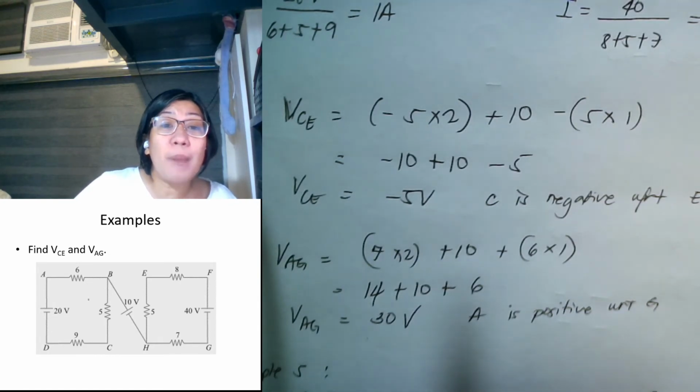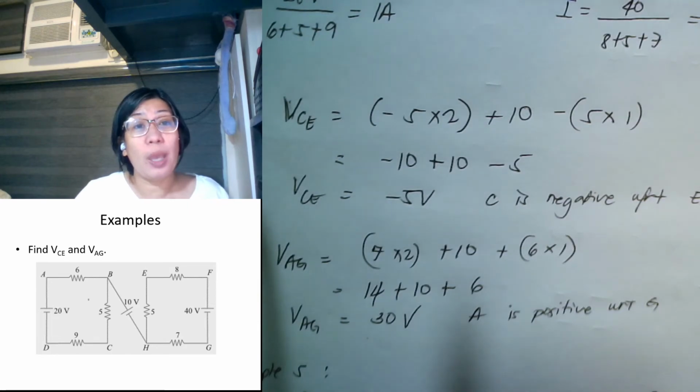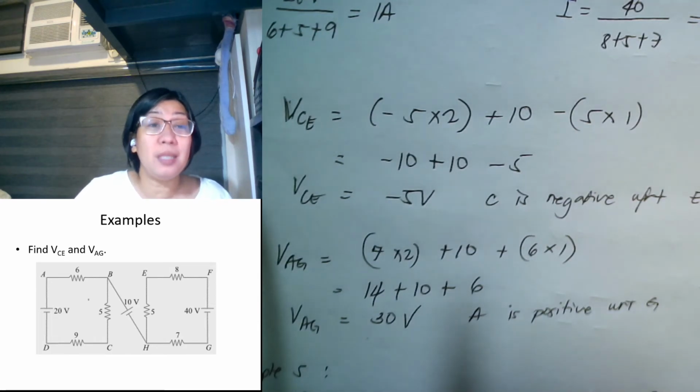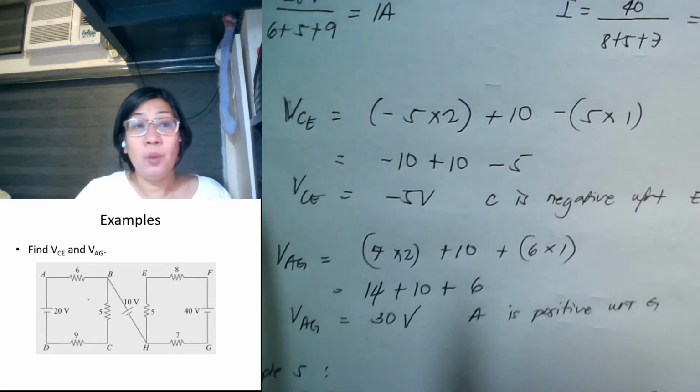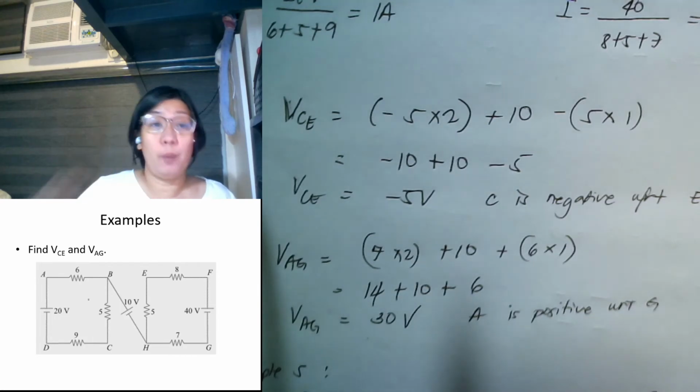So since this is positive, what does that mean? That means A is really positive with respect to G. So VAG is just correct. Okay? So this should be VEC, and this is really VAG. Okay? So that is just how we solve for this type of problem.